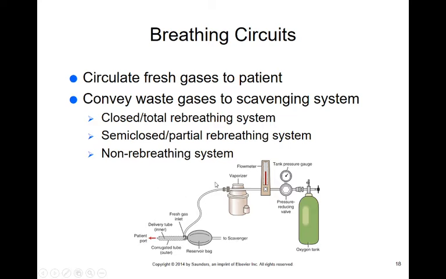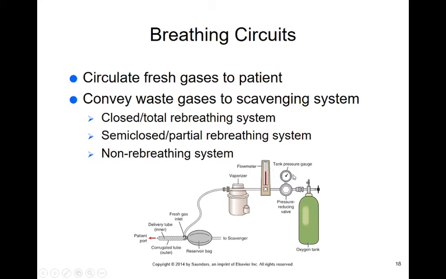The breathing circuits circulate fresh gases to the patient and convey waste gases to the scavenging system. We have a closed total rebreathing system, a semi-closed partial rebreathing system, and a non-rebreathing system available. The smaller the animal is, the more we need to reduce the dead space, and so we use smaller systems, the non-rebreathing system, for smaller animals. This is just a basic idea of what it's supposed to look like.